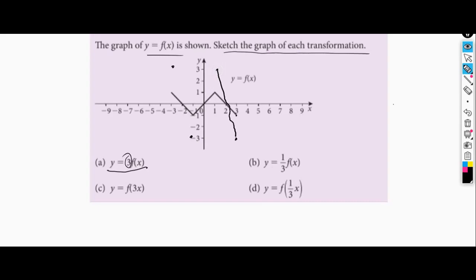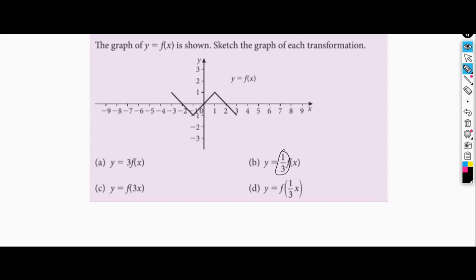So I'm going to try to draw this very carefully. And that would be more or less the transformation of letter A. So for the others, what I'm going to do is explain what's going to happen and then change the graphs. So for B, we have 1/3 f of x. So this obviously would reduce all the y coordinates by 1/3. X coordinates would stay the same.